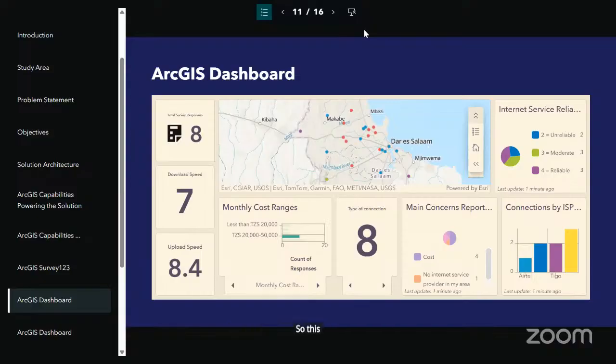So this was about the field map, which could help in collecting the infrastructure data from the field. Thereafter, the data are fed directly to the dashboard, which is the communication dashboard.